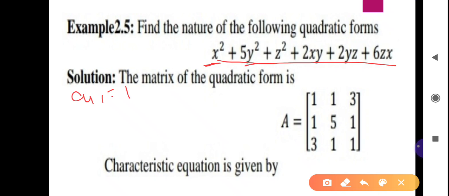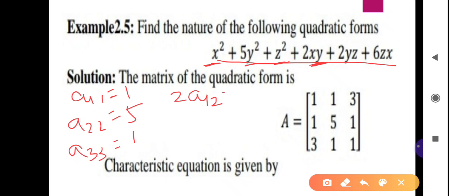Then coefficient of y square, it is A22. So, we will get A22 as 5. Then coefficient of z square, it is z into z, third variable. So, we will get A33, it is 1. After that, coefficient of x into y, x is the first variable, y is the second variable, so it is 2 times A12 equals 2. This implies the value of A12 is 1.